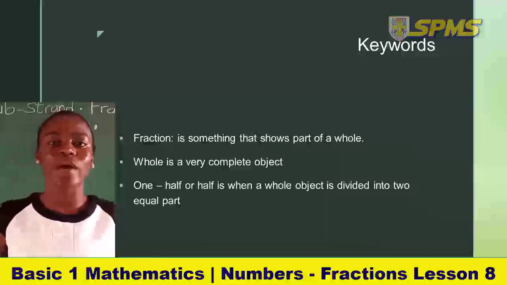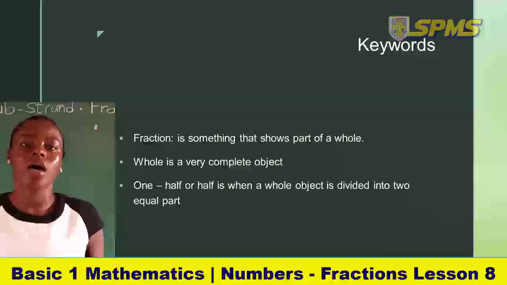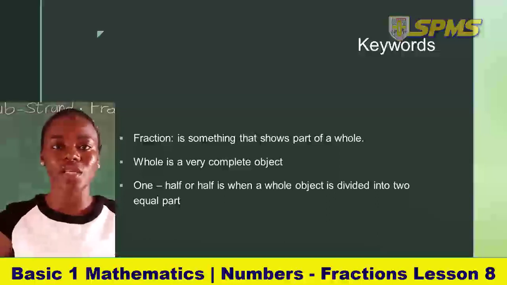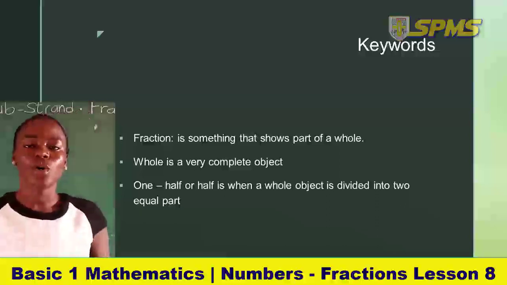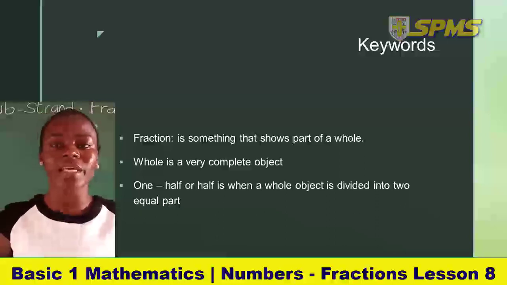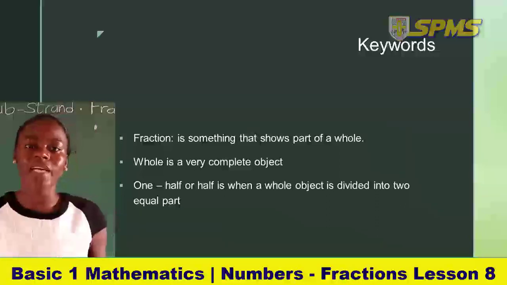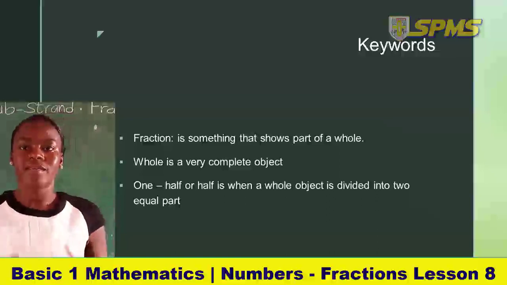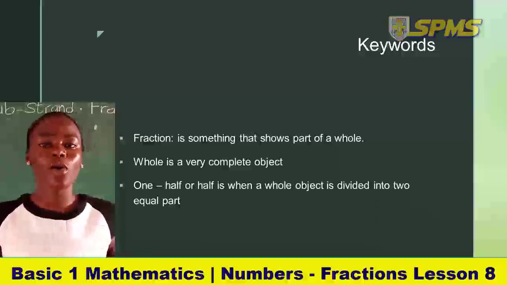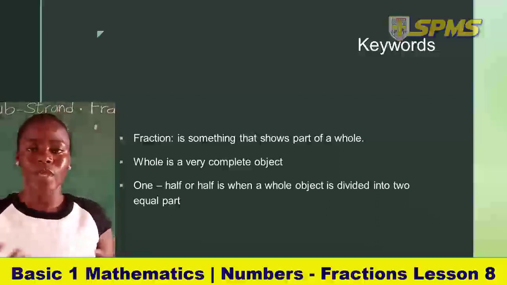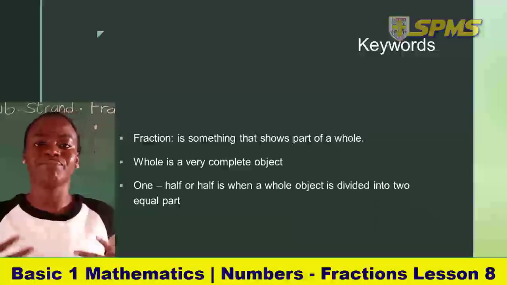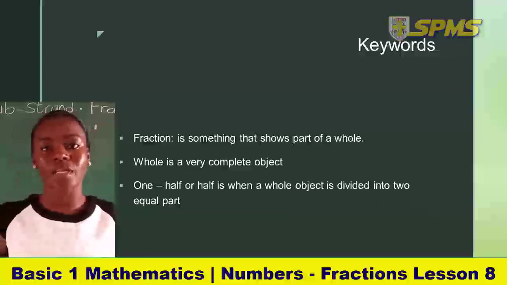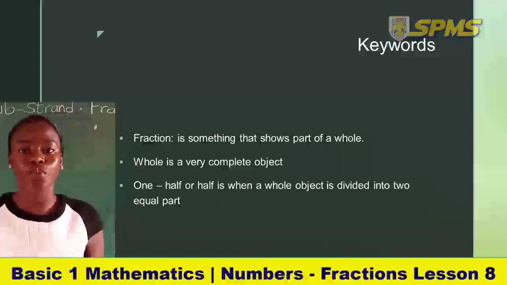And the next keyword is whole. W-H-O-L-E. Whole is a very complete object. So any complete object is called whole. Some examples of a whole object are, we have apple, orange, a loaf of bread, a bar of soap.